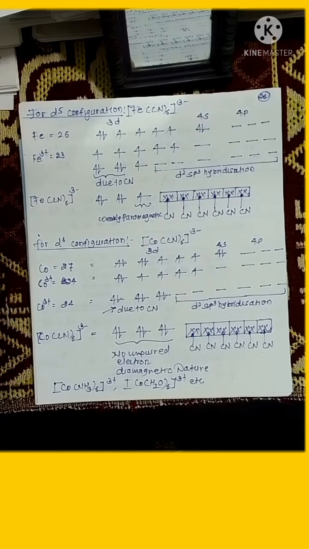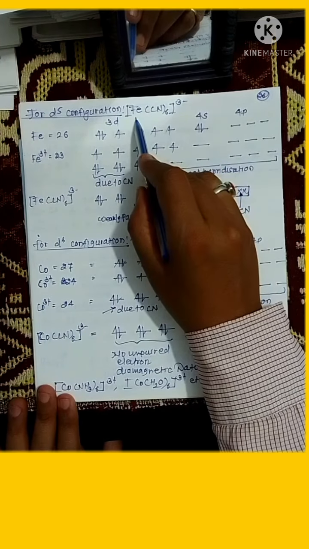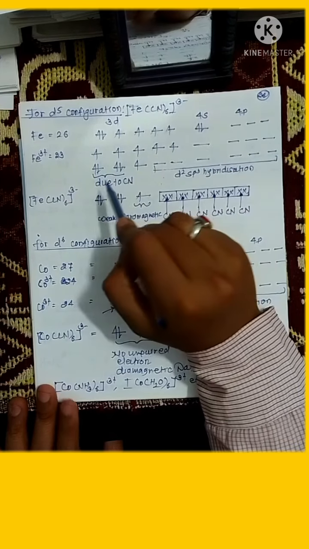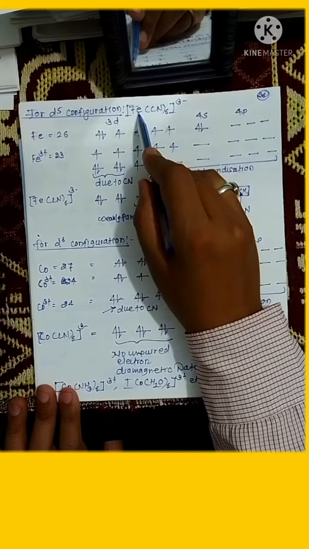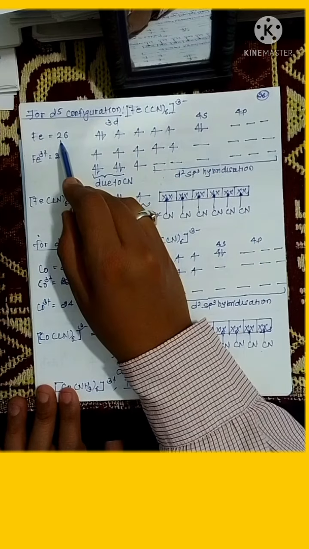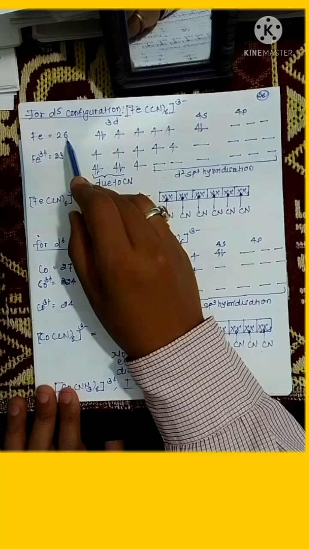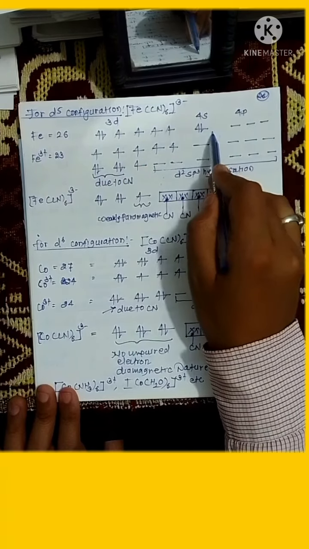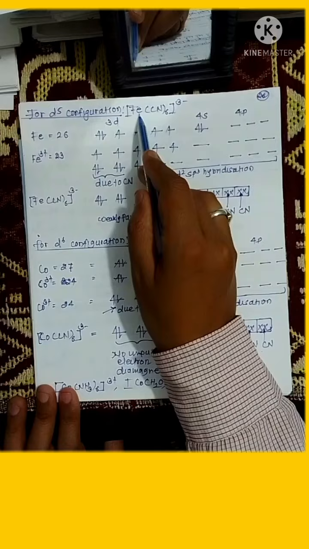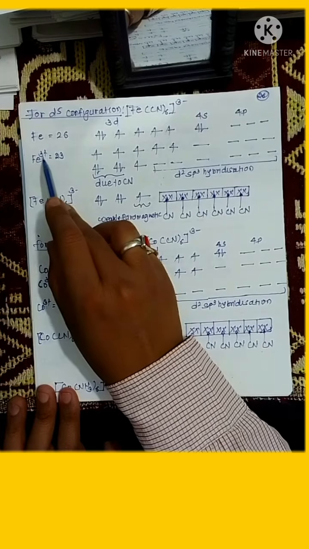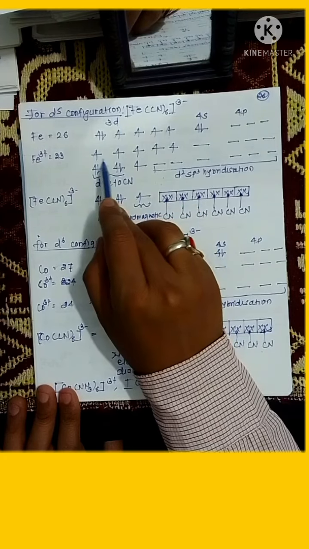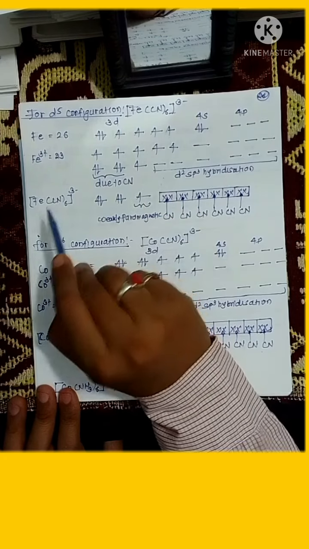Now we are going to see the d5 configuration. The example is Fe(CN)6 3 minus. The atomic number of iron is 26. Its electronic configuration is written as 3d6 4s2. In this complex, iron is present in the 3 plus oxidation state. That's why the electronic configuration is written as 3d5.